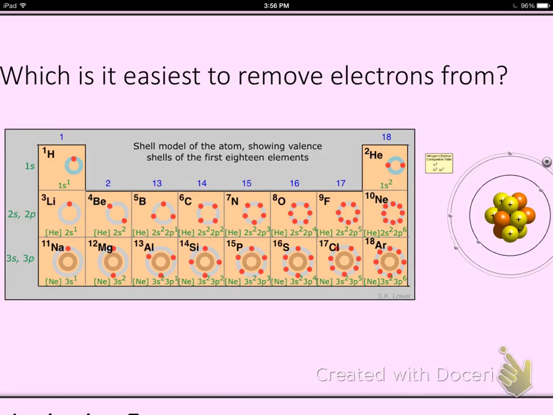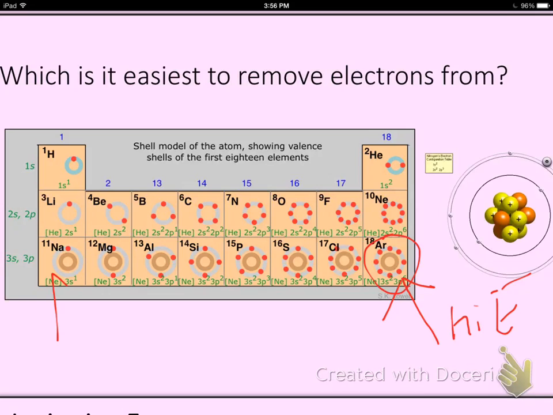So let's think first about which elements it would be easiest to remove an electron from. Let's think first about the noble gases. The noble gases have a full octet, right? They are very stable. Is it going to be easy to take an electron from them? No, it's going to require a high energy, a high ionization energy.